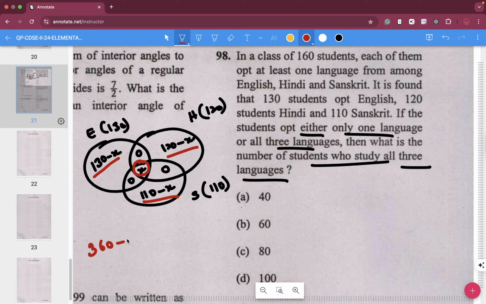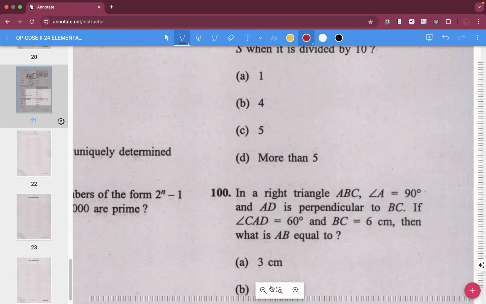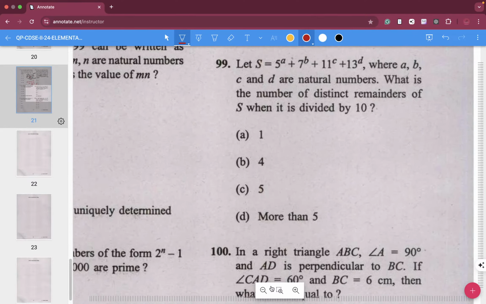So 360 minus (3x plus 2x)... it's not plus 2, plus x. So 360 minus 2x is equal to 160, which means 200 by 2 is equal to x. So for question number 98, we go ahead with D as the correct answer, folks. If you miss such a question, it would be a criminal offense.